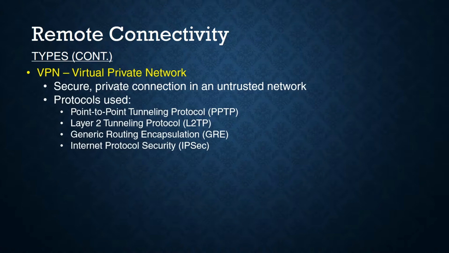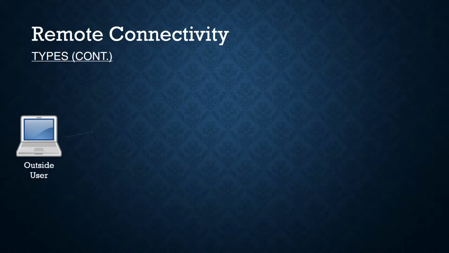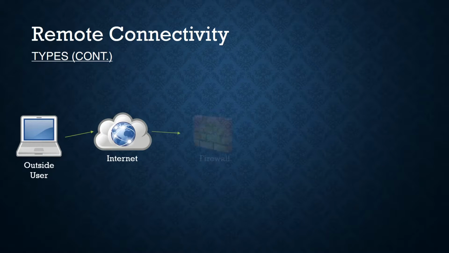All right, so here we're going to be talking about the virtual private network. It's just there to make sure that we have a secure private connection over an untrusted network. Protocols that we use are Point-to-Point Tunneling Protocol, Layer 2 Tunneling Protocol, Generic Routing Encapsulation, and Internet Protocol Security. The whole point is to make sure that the outside user is able to get through the internet without having to worry about losing any confidential data.